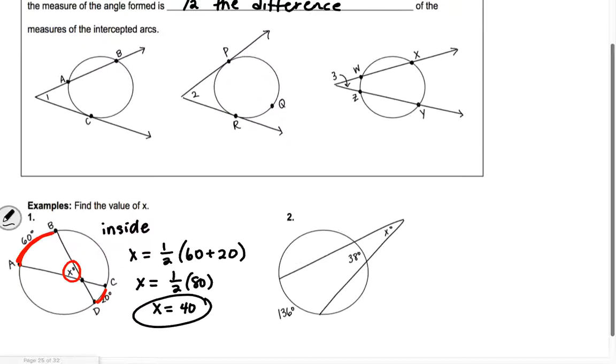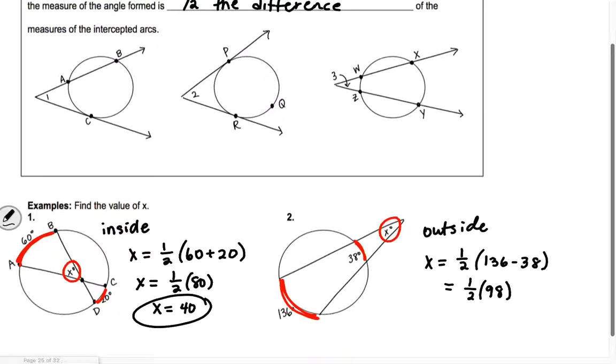Okay, but this next one is outside, right? So my angle is half of the difference of these intercepted arcs. So I'm going to say x equals 1/2 of 136 minus 38. So half of, well, that's going to be 98, right? 2 less than 100. So x is going to be what? 49. Yep, perfect. Does that make sense?